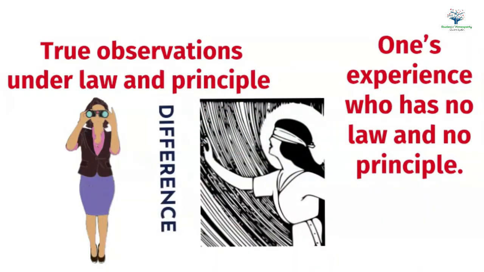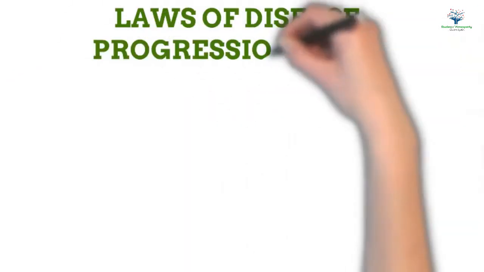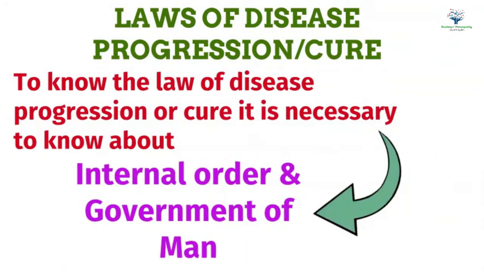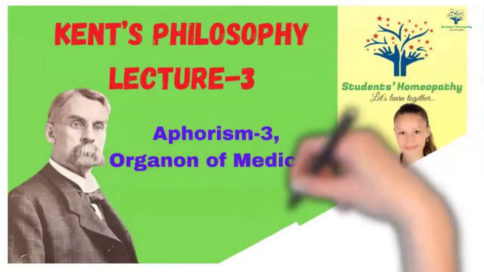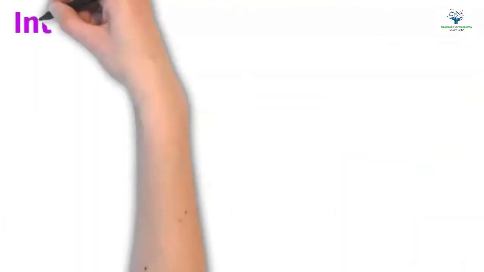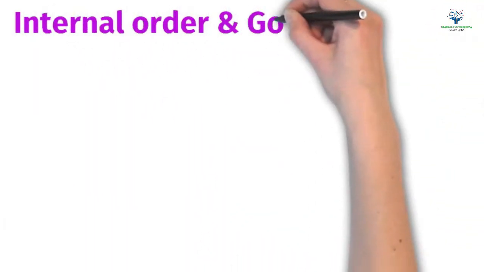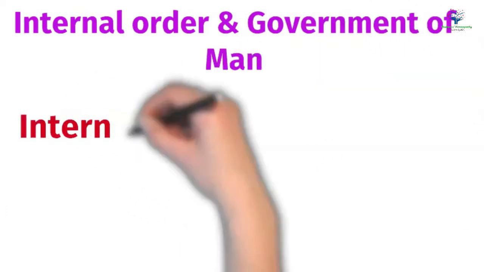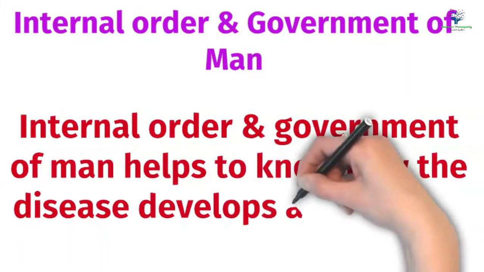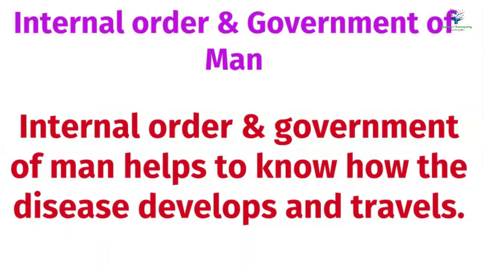To know the law of disease progression or cure, it is necessary to know about the internal order and government. We have already discussed the government of man in chapter 3 of Kent's philosophy in our video on chapter 3. Here, let's get a brief idea. The internal government of man helps to know how the disease develops and travels.